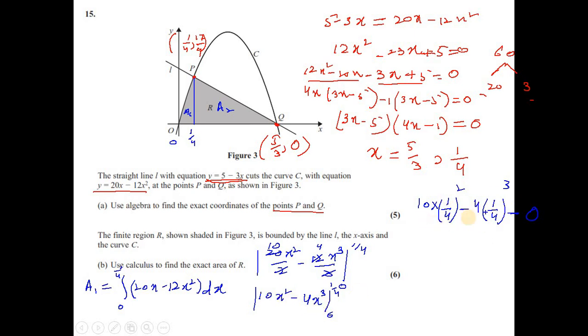So now you need to simplify. So A1, finally, when you simplify this, A1 would be equal to 9 by 16. This is your A1, that means the area under the curve between 0 to 1 by 4.